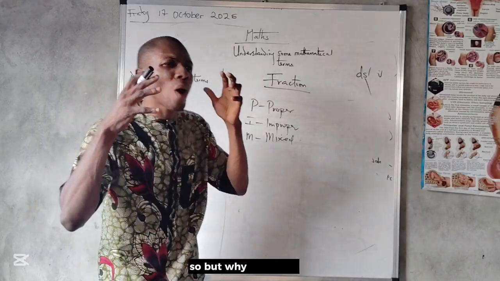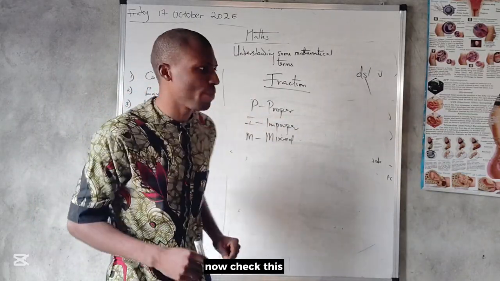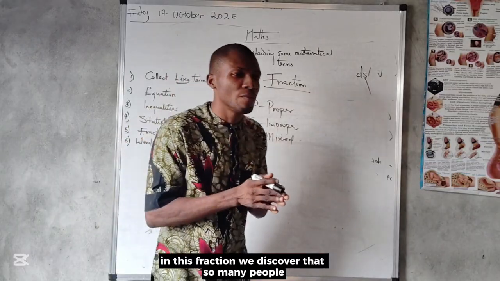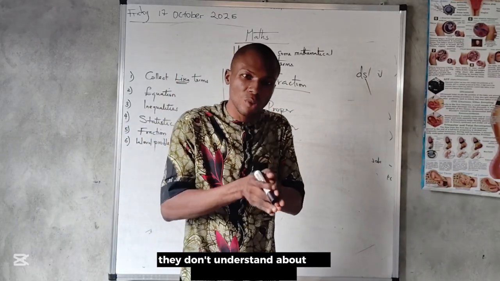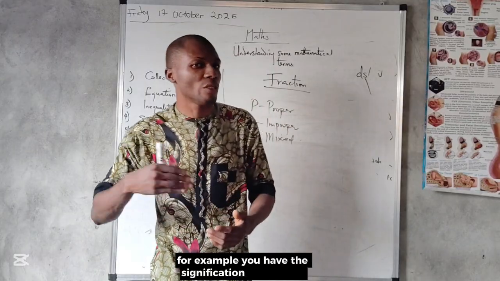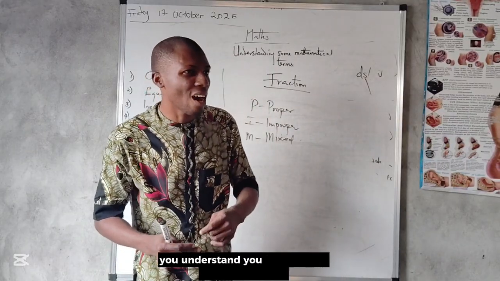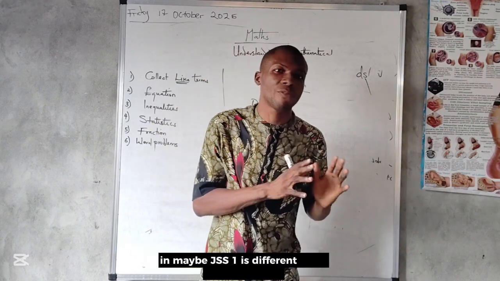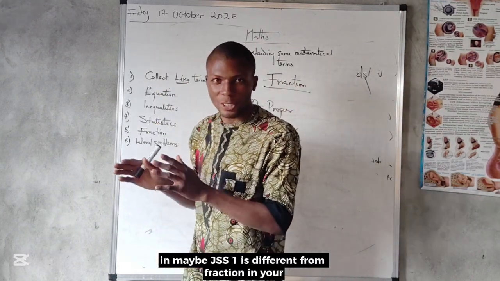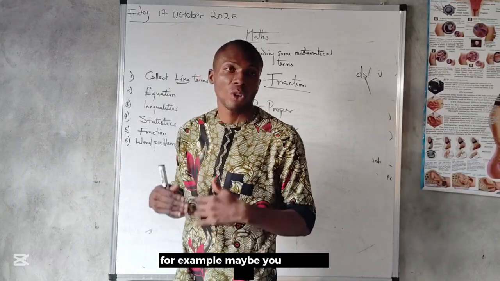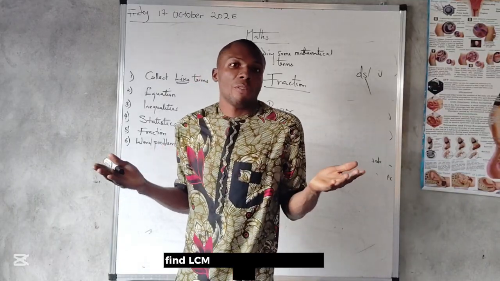So, but why am I here? Now check this. In this topic on fractions, we discovered that so many people don't understand the solutions of fractions. For example, you have the simplification of fractions. You understand? Fractions in basics, maybe JSS1, are different from fractions in your JAMB and your WAEC. For example, maybe you want to find the LCM of a fraction.